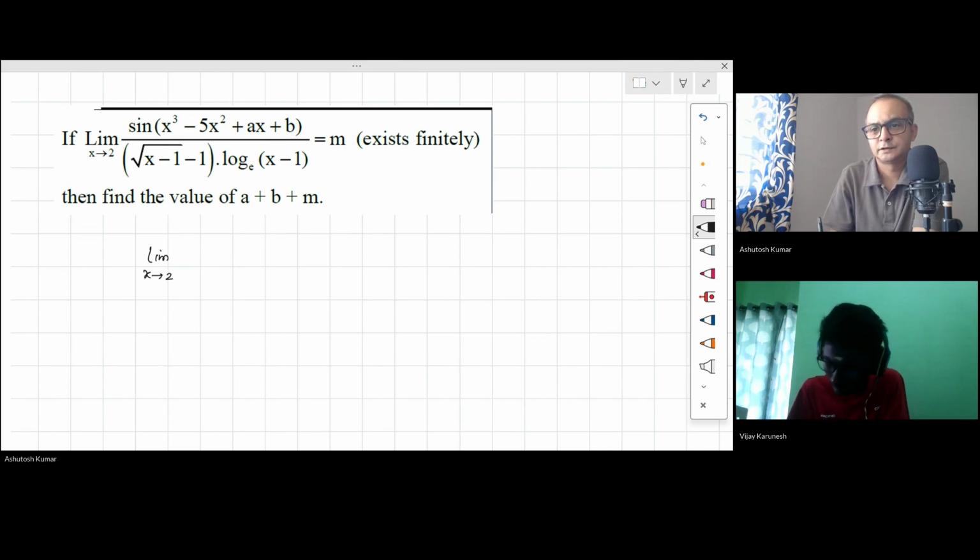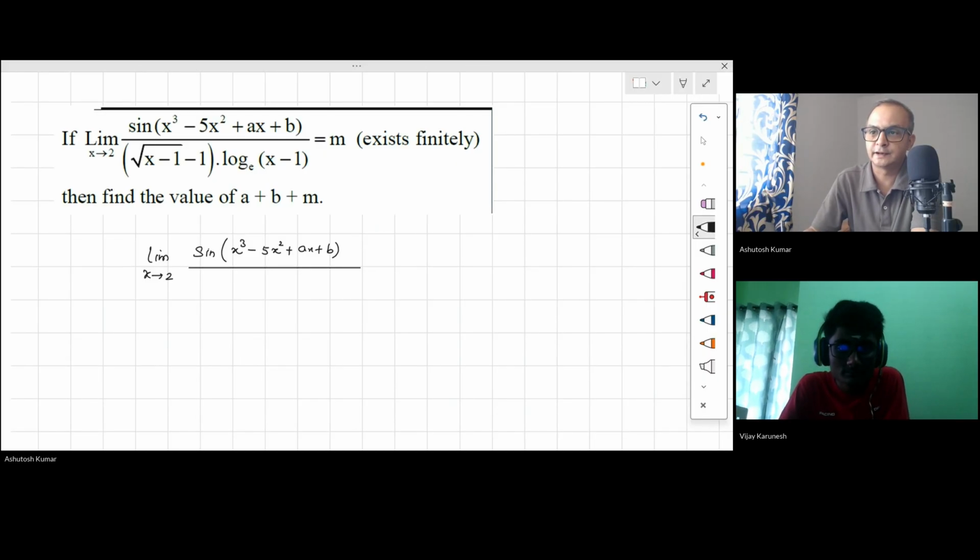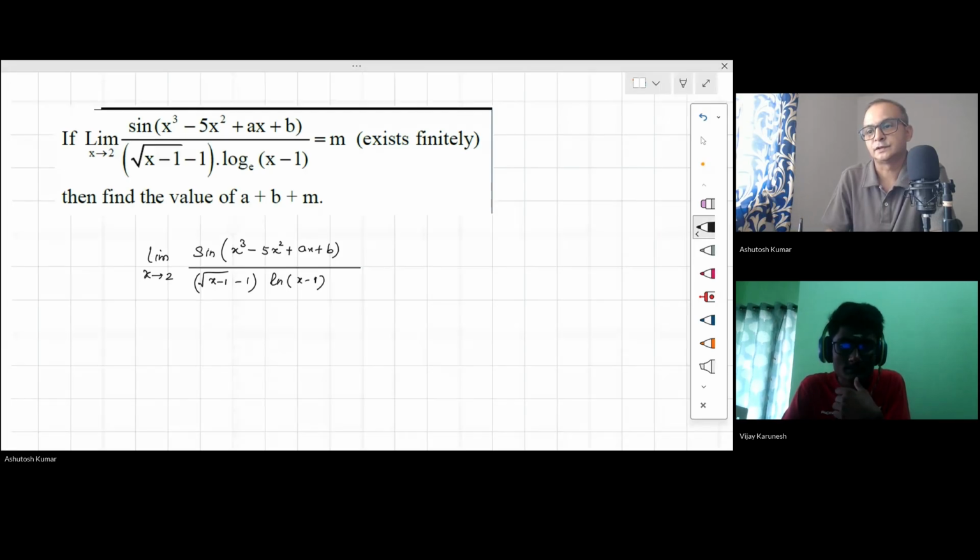What do we do in it? We have to evaluate the limit. The limit is said to exist finitely, M is a finite value. So what is the benefit of this if it is said like this? Or what is the consequence?